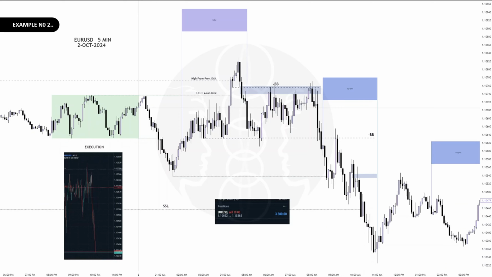Now these are the snapshots of my execution which I sent inside my free Telegram at MOHSIN-ICT. This is a 15-minute short, so this is a 5-minute short. Don't be confused between those. I went short from right here, from this breaker block, and I closed right here. This was the outcome, 3,300, and this is the execution.